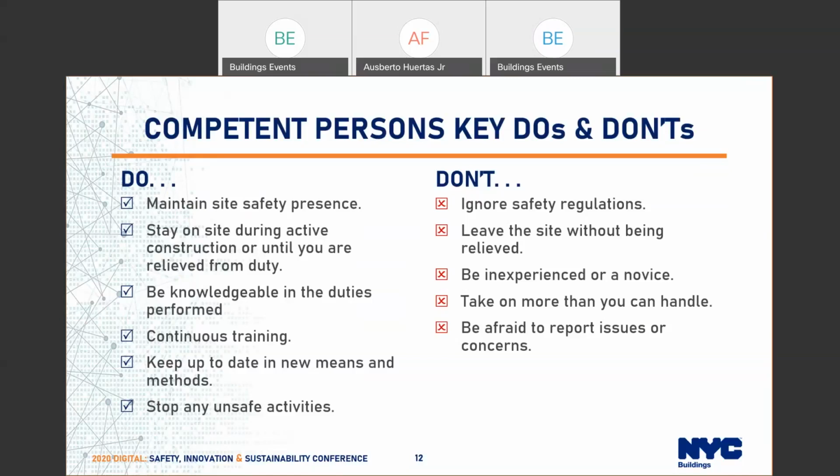Some don'ts for being the competent person are: don't ignore safety regulations, don't leave the site without being relieved, don't be inexperienced or novice, don't be unable to handle the issues that come up, and don't be afraid to report issues or concerns when they're seen. Remember, safety is everyone's priority. Now, Patricia will discuss near misses.